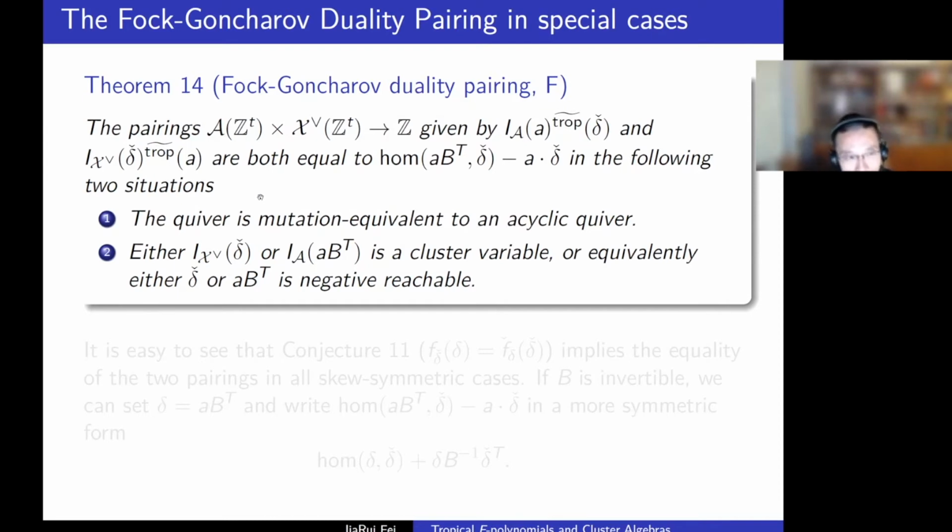What are the two situations that we proved? One situation is if the quiver is mutation equivalent to an acyclic quiver. The other situation is that if these two guys, actually we only require one of them, corresponds to a cluster variable.